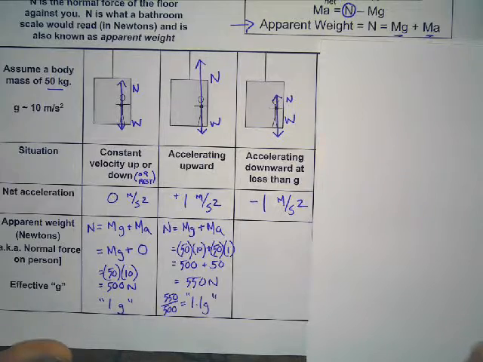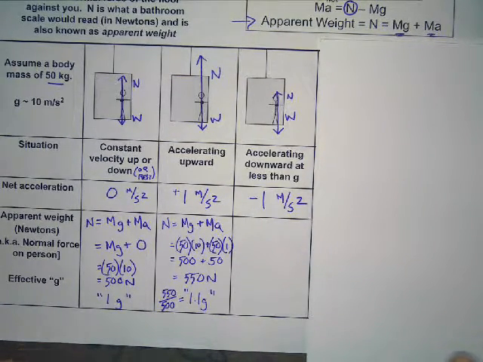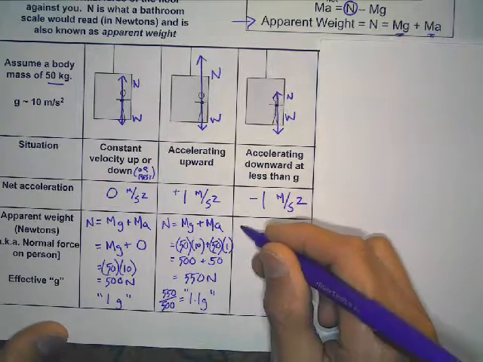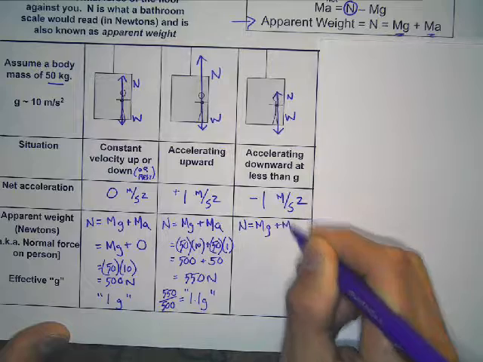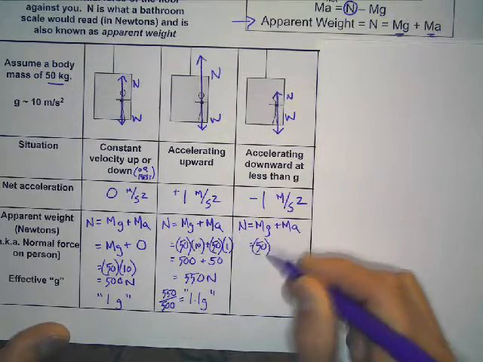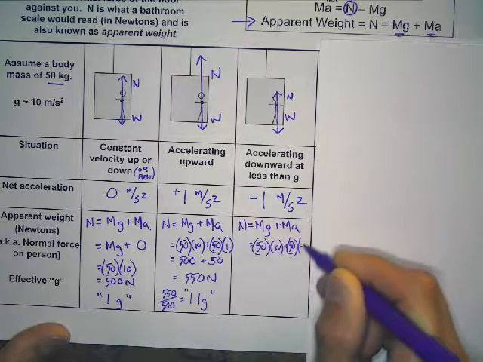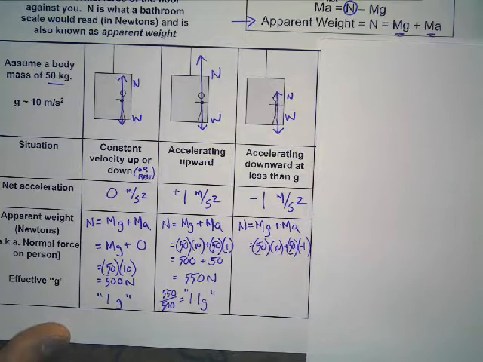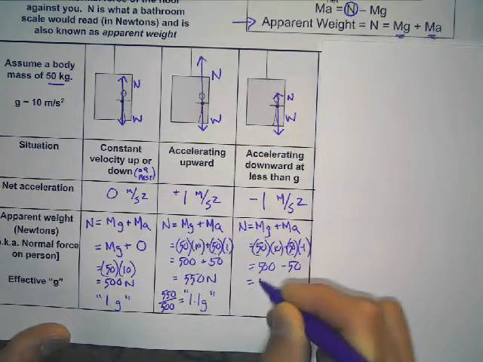Okay, so prediction, how are you going to feel in this situation? This is kind of one of those, you get like a light weight feeling. Maybe your stomach feels like it's lifting up. So your apparent weight should be less than 500 newtons. So it would be 50 times 10 plus 50 times negative 1. So we've got 500 minus 50, that's 450 newtons.